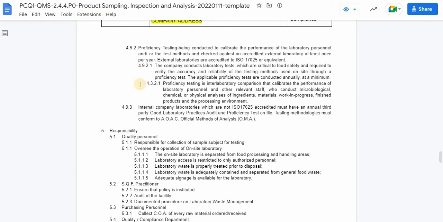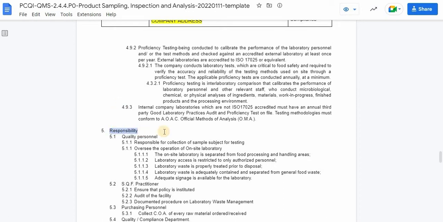And proficiency testing is inter-laboratory comparison that calibrates the performance of laboratory personnel and other relevant staff who conduct microbiological, chemical, or physical analysis of ingredients, materials, work in progress, finished products, and the processing environment. And third, internal company laboratories which are not ISO 17025 accredited must have an annual third-party good laboratory practices audit and proficiency test on file. Testing methodologies must conform to AOAC official methods of analysis.